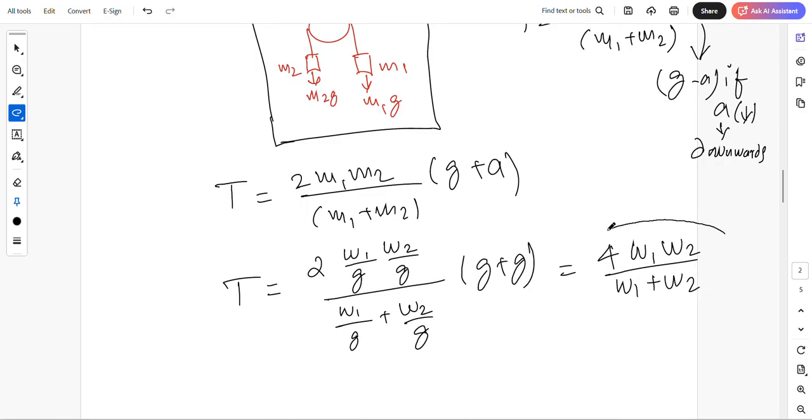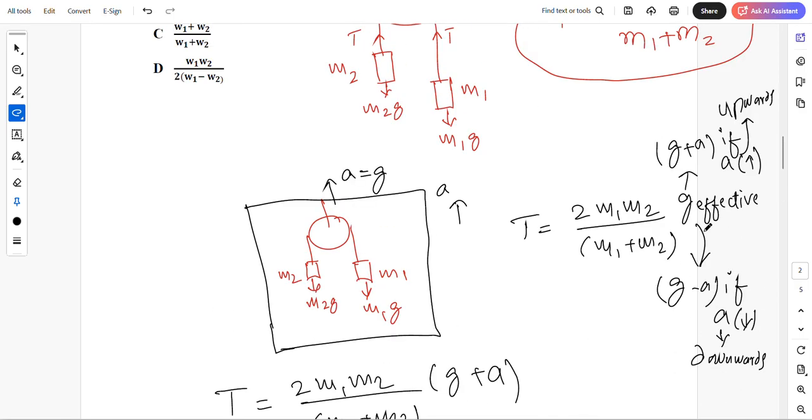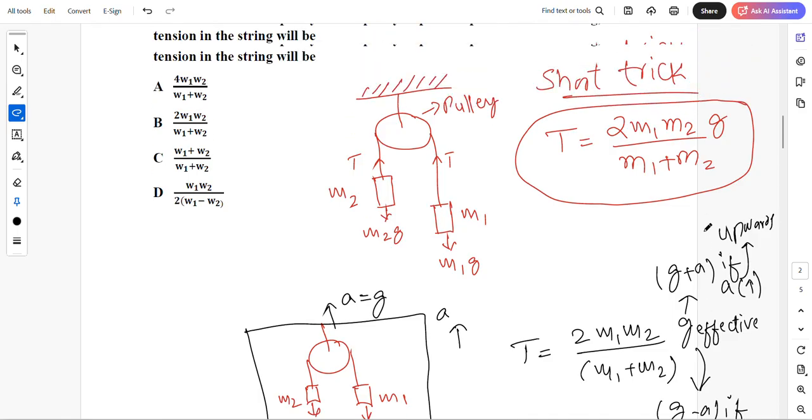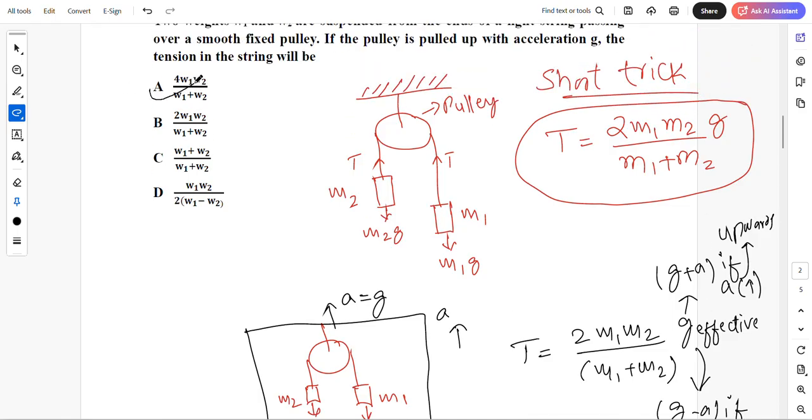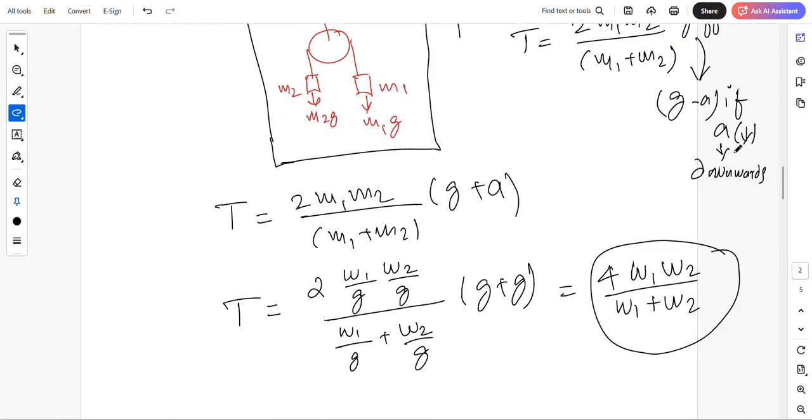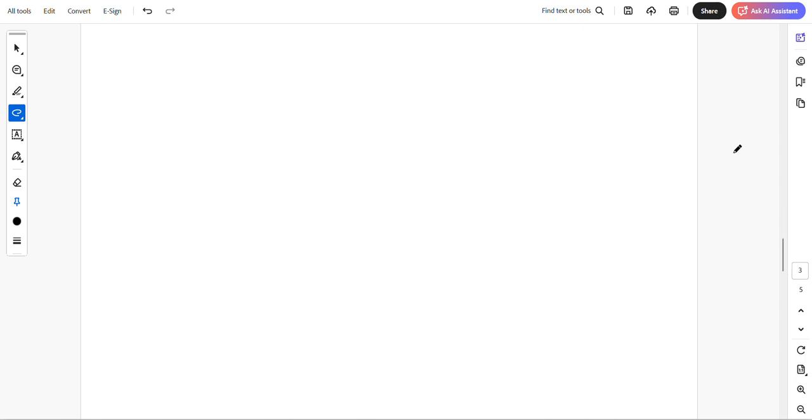This is the right answer for the tension, 4 W1 W2 divided by W1 plus W2. Hope you understood. Please remember this formula. It is the same formula we are using. A is up here, so for g effective, g plus a, you are supposed to add plus a. Hope you understood. We'll go to the next problem.